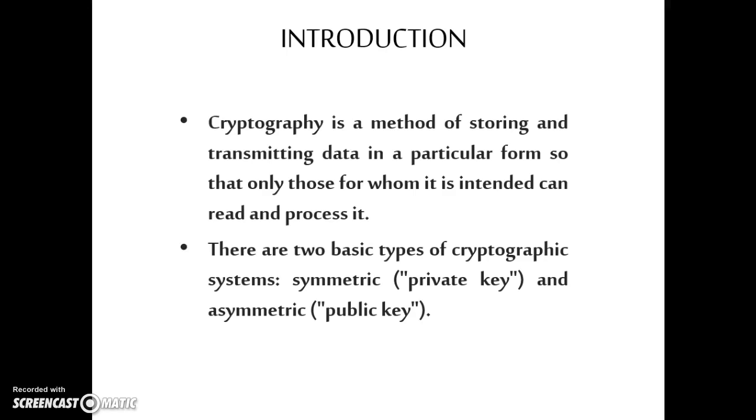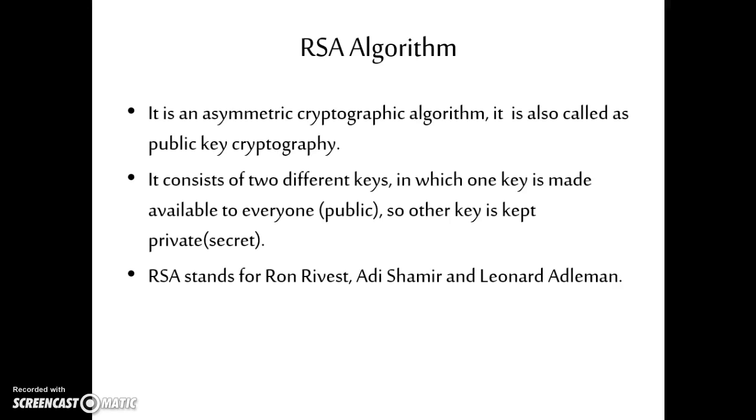Now coming to asymmetric cryptographic systems, there are two keys in asymmetric cryptographic systems: the private key and public key. Public key is known to all the nodes, and private key is within the node to decrypt the message.